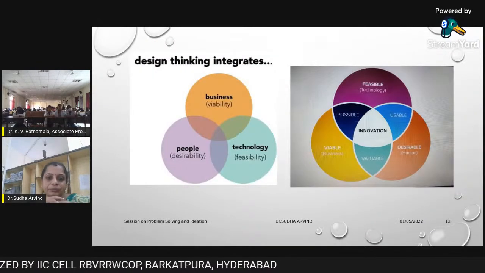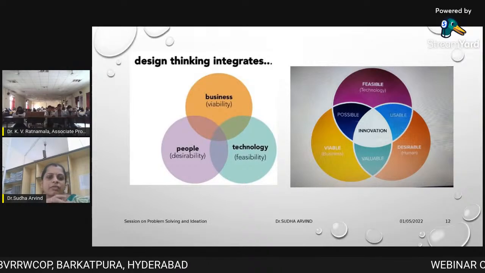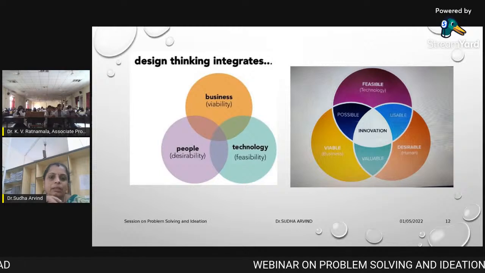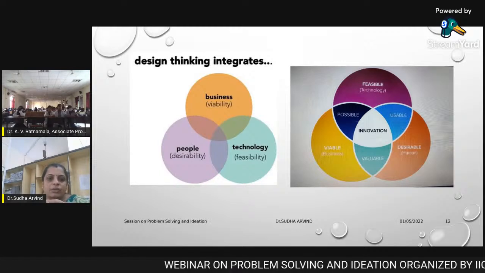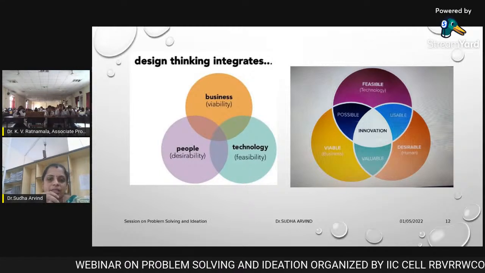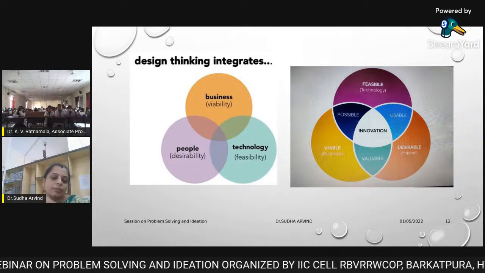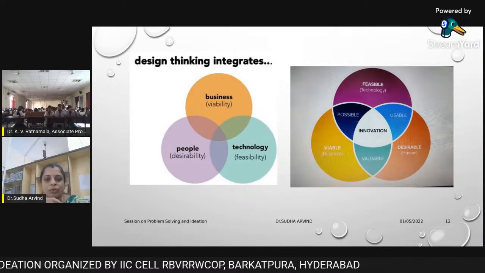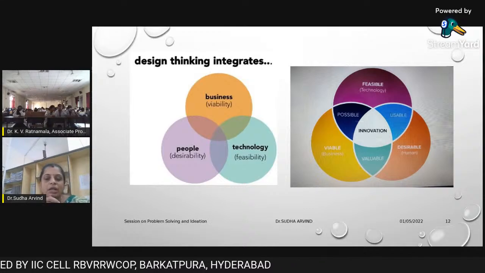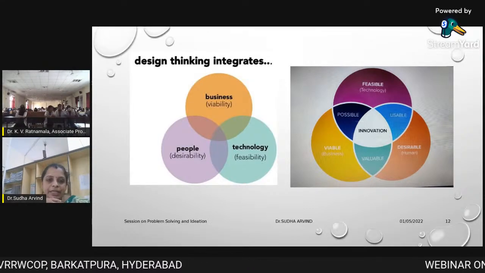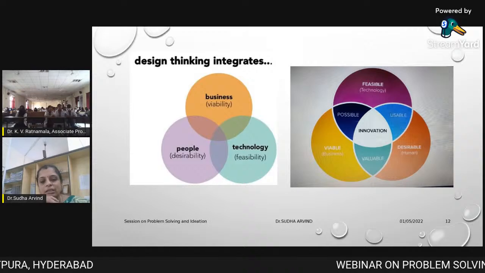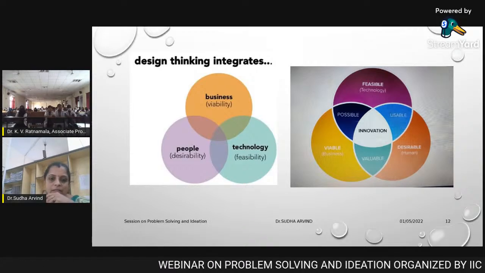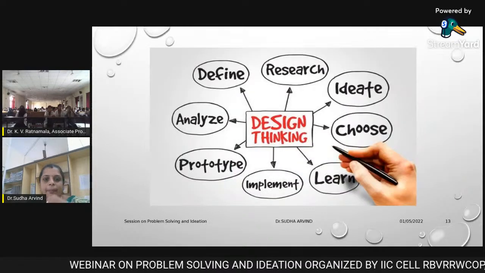Okay, so here, as we discussed about viability, feasibility, and desirability, we can relate them with people. Feasibility means technology, and viability means business. People's opinion and requirements should be considered, whether they need that product or not in the present situation, with what technology you are going to build it, and whether it is going to run in the market successfully. Okay, so these are the various stages.